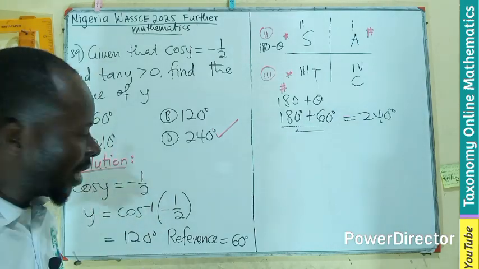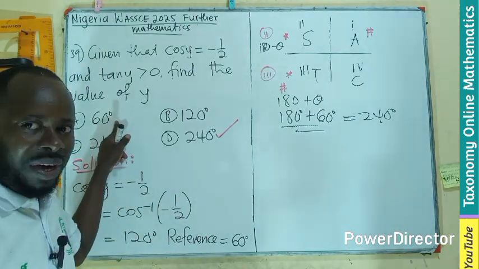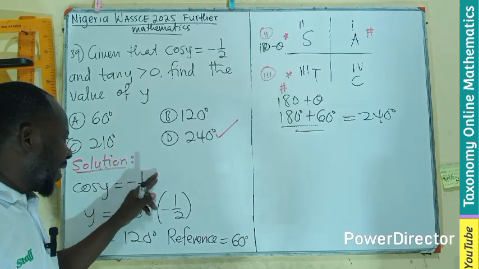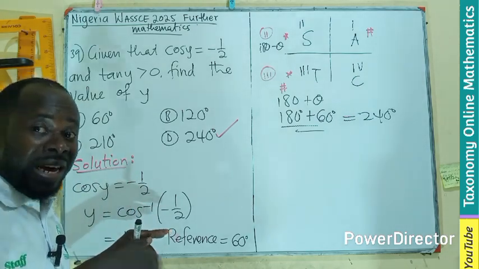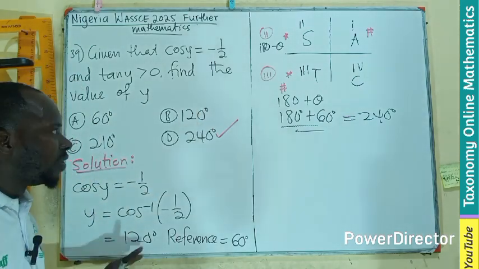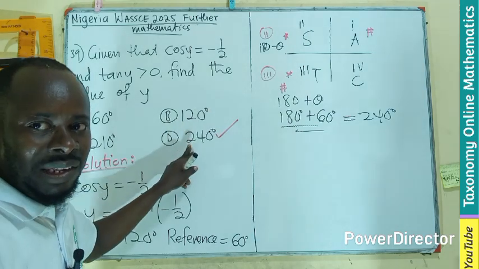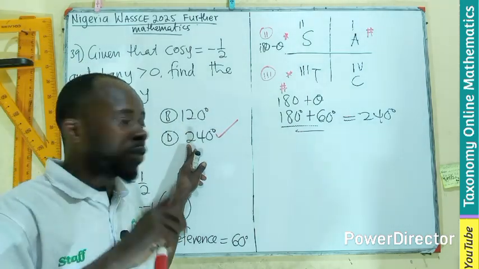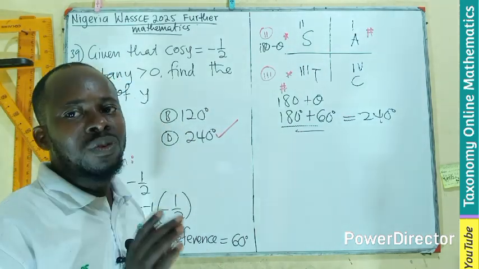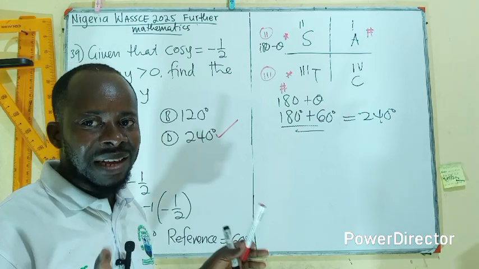You know, the reference angle 60 is there, and you might pick that as your answer. Taking the cos inverse of negative half directly gives you 120. That answer is there. But the actual answer we are looking for, which favors both cos and tan, is 240 degrees. I guess that's clear?